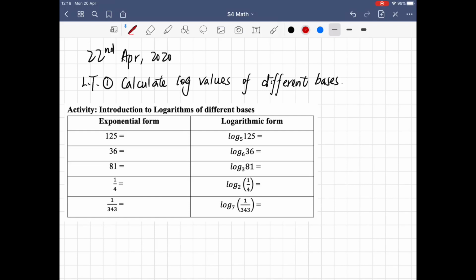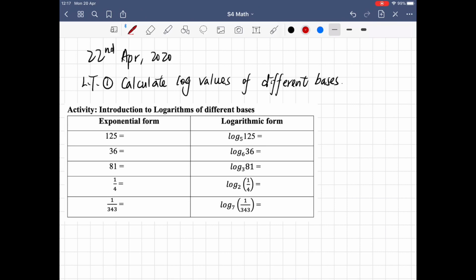Hi everyone, in today's lesson I will talk about how to calculate log values of different bases. So please turn to a new page of your notebook, write down the date of today and the learning target. And at the same time, please help me to copy the table on your notebook.